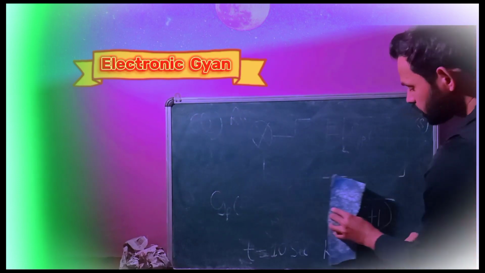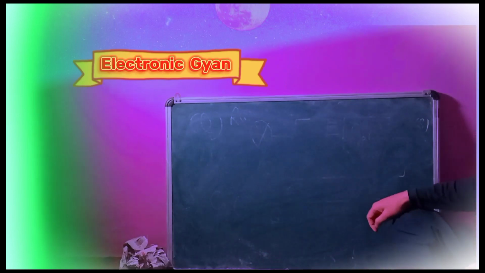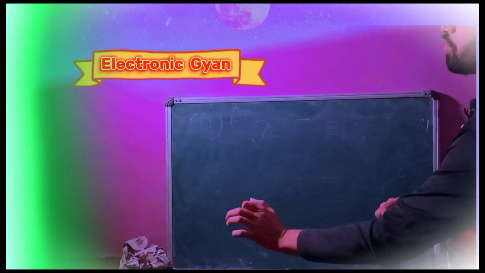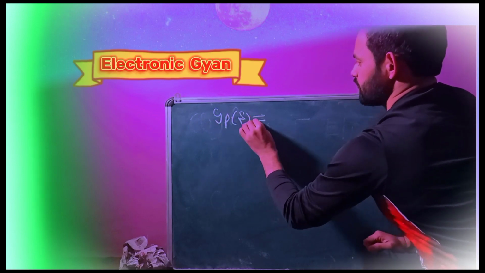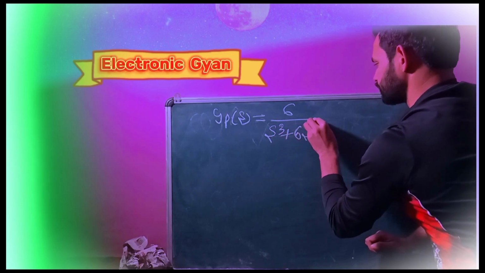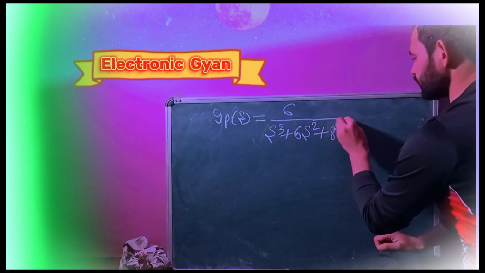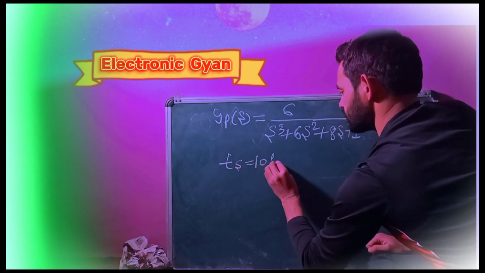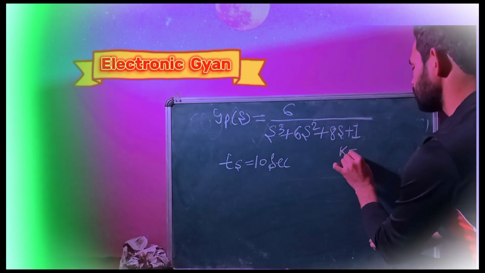Now we are going to find the gain K of the system for the third order system. First, what is given? The plant of the system is 6 by S cube plus 6S square plus 8S plus 1. And it is given that the settling time is 10 seconds. We have to find the value of the gain K.